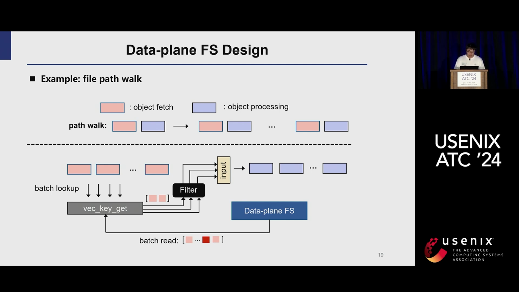The return values may contain false meta objects. We need to filter out correct objects, and then the remaining operations are performed on those lookup results.